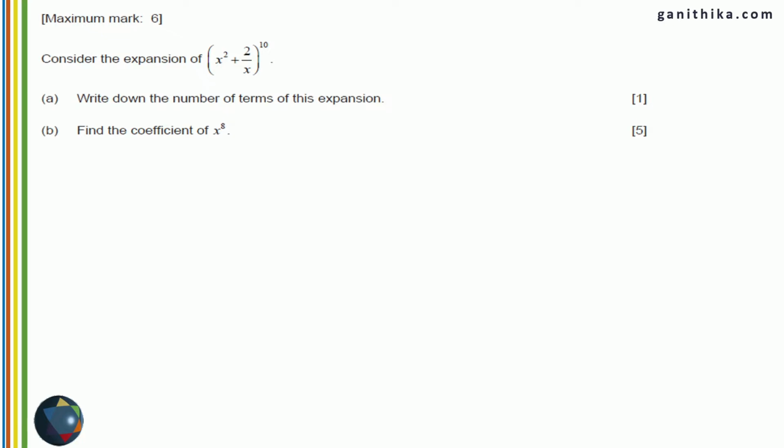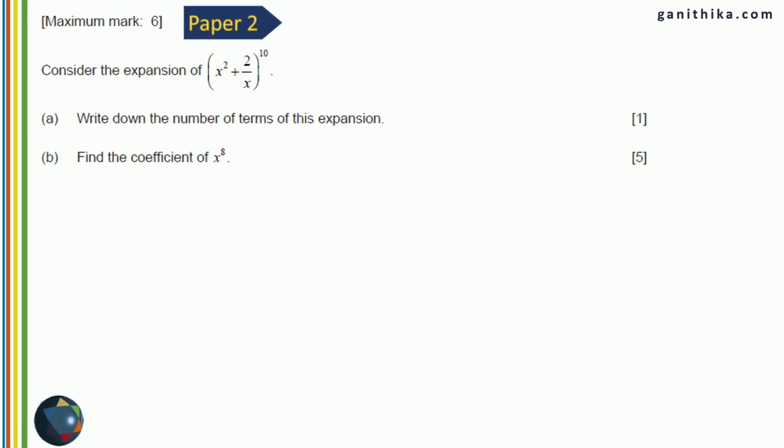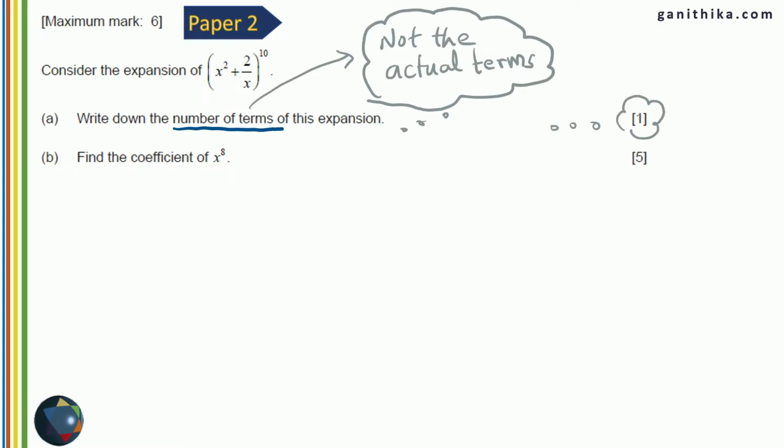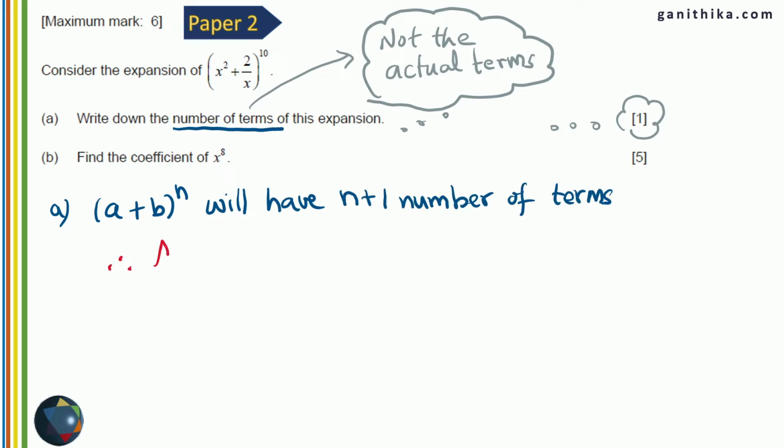We'll go to the next question, which is for 6 marks, and paper 2 for standard level, possibly paper 1 for higher level. Number of terms is the question. How many terms are in this expansion? Remember, we are not asked to find the actual terms, so do not expand for this question. This is just for 1 mark. And we know that in the expansion of a plus b to the power of n, we have n plus 1 terms, right? Therefore, this is power of 10. Therefore, there are 11 terms in this. Therefore, the number of terms in this expansion is only 11. So, this is the only answer you need to give for this question A.